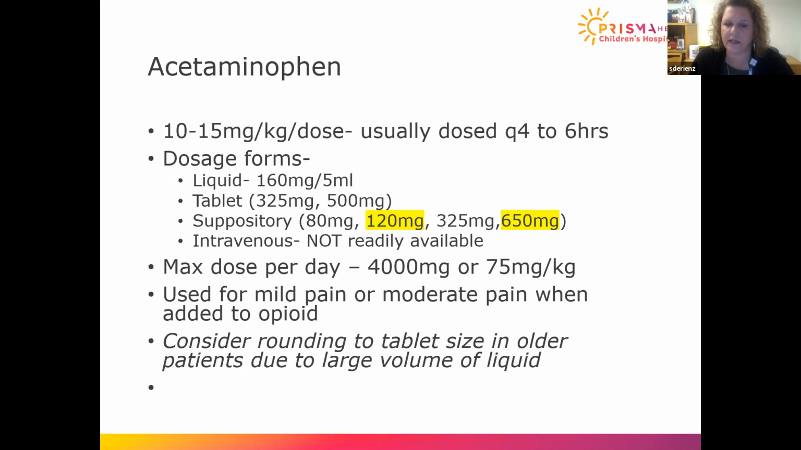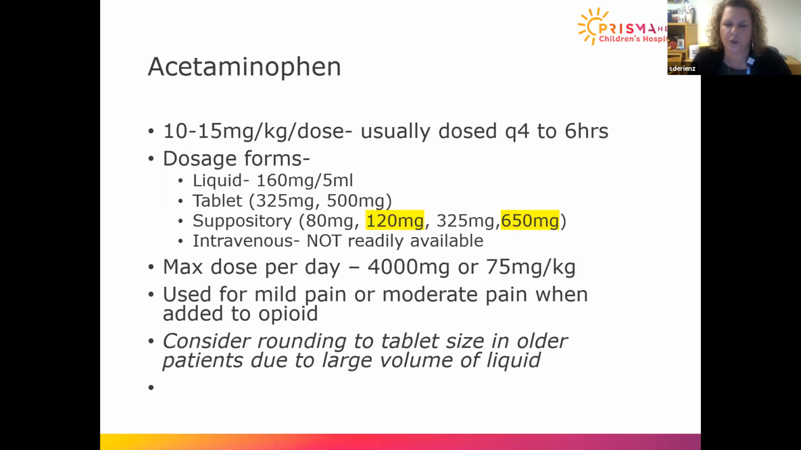Obviously, there are also suppository options. We don't use these in all patients, but they can be used. Typically, I think we see this more used for fever. There are different sizes available, but at the hospital we just have the 120 and 650. That's why I wanted to highlight those. So that's just going over those in general before I skip to the famous IV product.